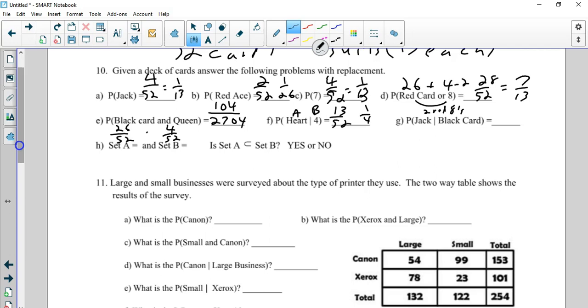Jack, given it's a black card. So this is our A, this is our B. So again, the probability of A given B is just the probability of A, and that's 4 out of 52, or 1 out of 13.